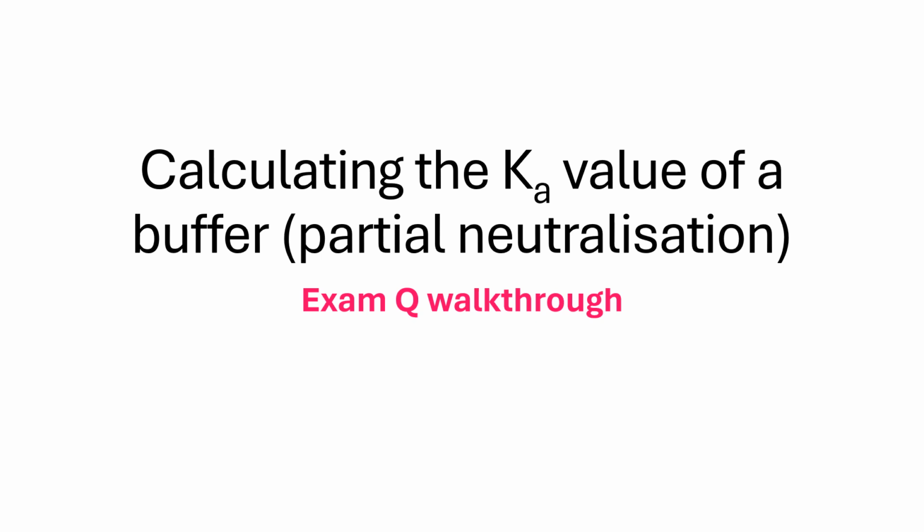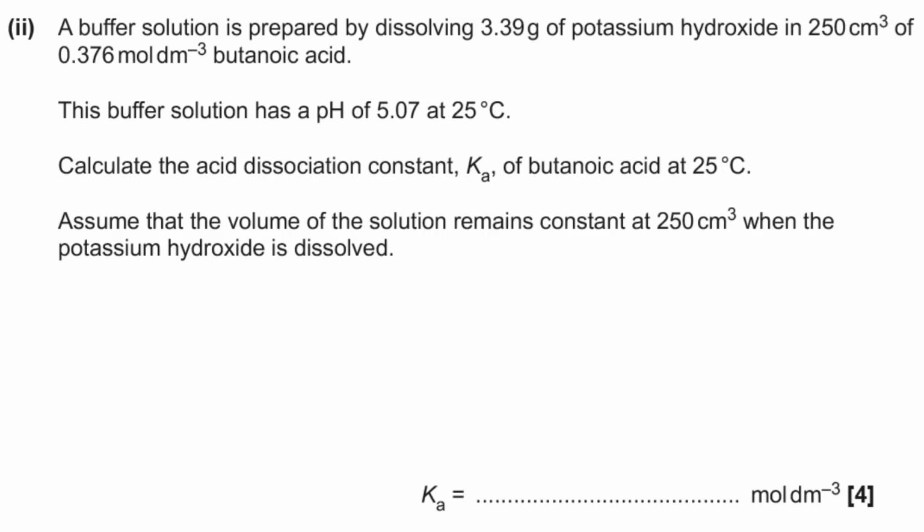Hello, welcome to this clip having a look at calculating the Ka value of a buffer in a partial neutralization. So let's have a look at why exactly it's a partial neutralization. To do this, we've got to work out the individual moles that we have of each component to start with.